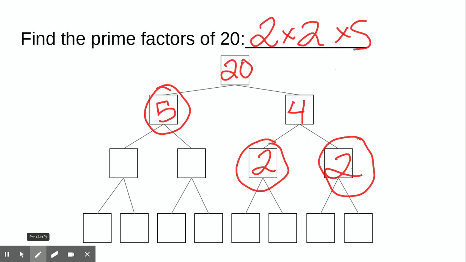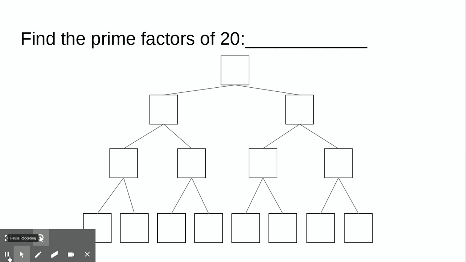And we can check our answer. 2 times 2 is 4. And 4 times 5 is 20. Awesome job. Let's get this erased here real quick.